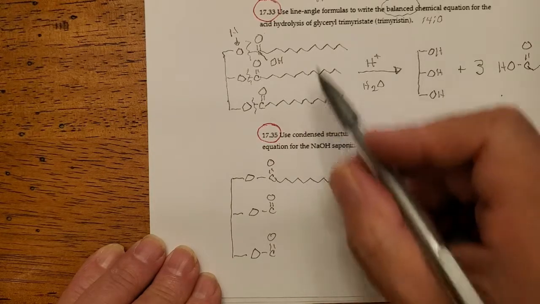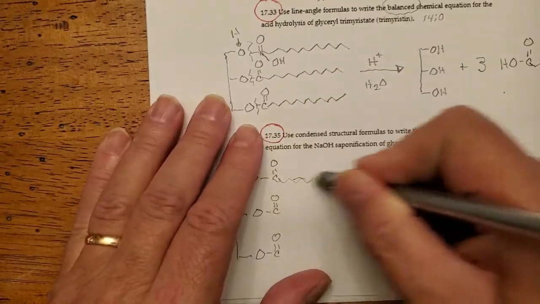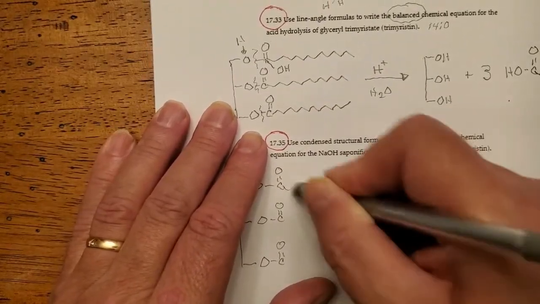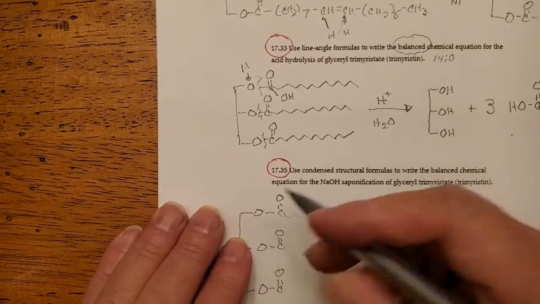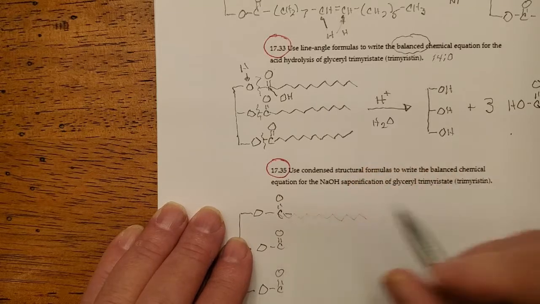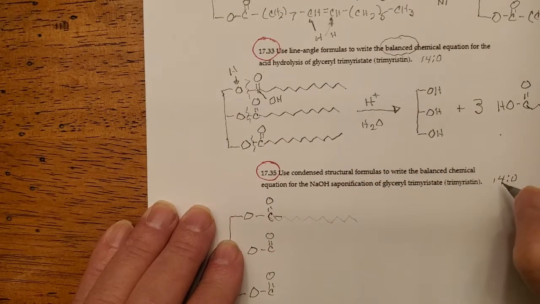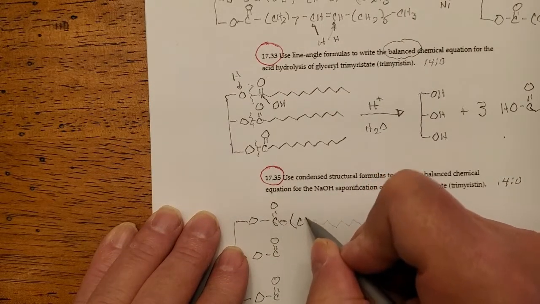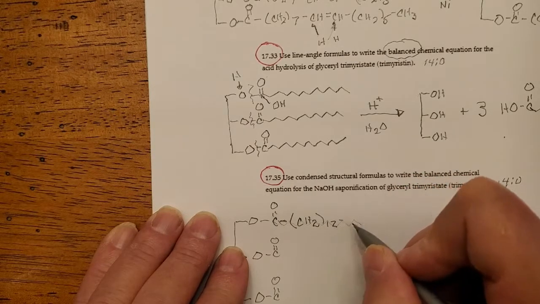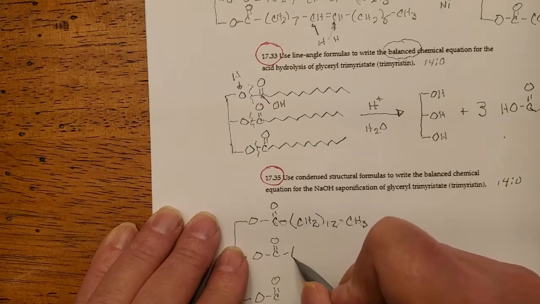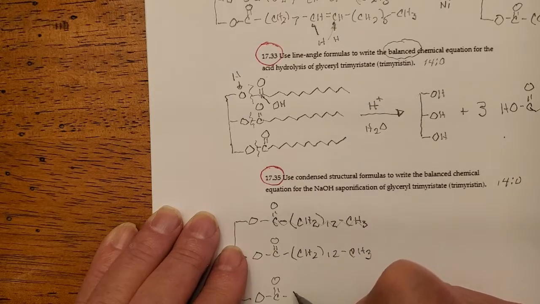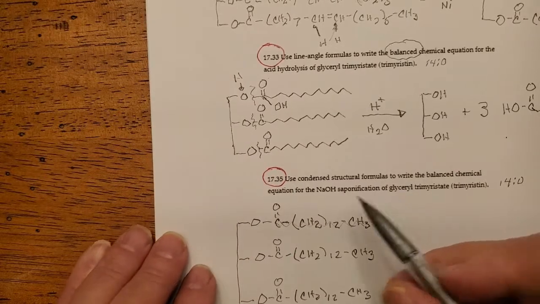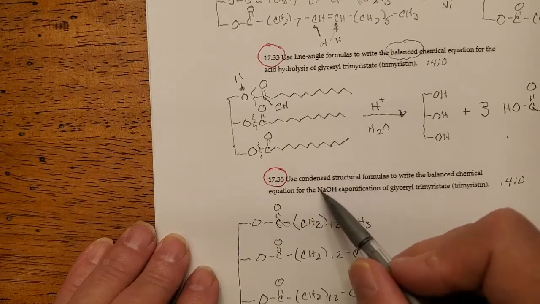Ooh, it wants the condensed, it wants line angles, so I should do the condensed. Let me do the condensed for you instead of line angle. Condensed. So that's going to be, this is 14 O, so there's going to be 12 methylenes, CH2, 12, and a terminal methyl group. Okay, now we're going to hydrolyze this by saponification with a base, sodium hydroxide.